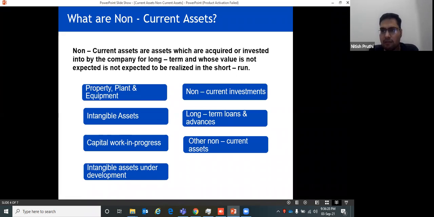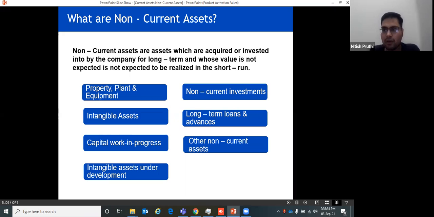This building, this manufacturing facility, is not yet completed. It is still under process of building. So it is my asset. It is my non-current asset. It is a part of property, plant and equipment, but it has not been developed completely. It is still under development. So that is capital work in progress.